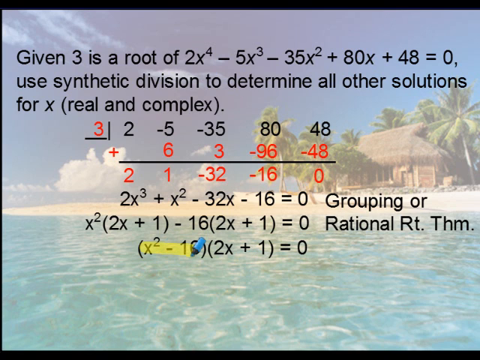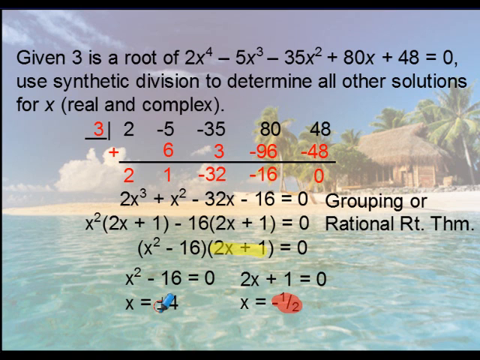So the x squared minus 16 gets set to 0, and we get plus or minus 4. Do the same for 2x plus 1, and we get negative 1/2. And that finishes off the problem. So our remaining three answers were negative 1/2, and positive 4, and negative 4. And remember, that's in conjunction to the 3 which we were given.